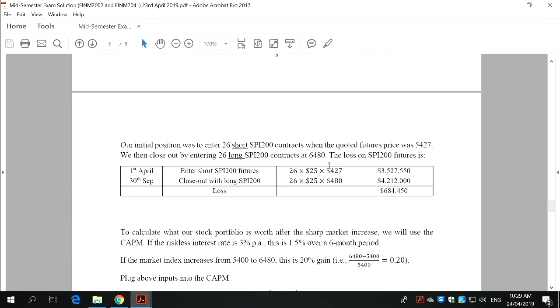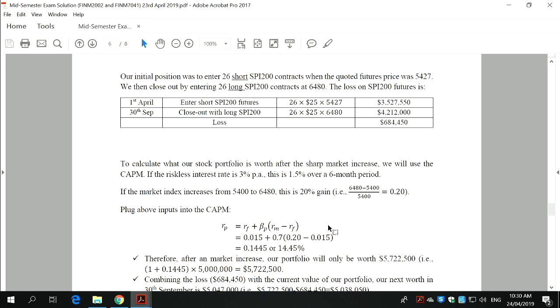So again, you lock in to sell at a price of 5,427, and now you need to close out by going long, right? So this time you're buying back at a higher price. So you're buying at 6,480. That needs to multiply by 25, the contract size, 26 contracts. Okay, so you're buying back at a higher price, so you actually made a loss, right? So your short futures contract, if the market goes up, you're losing money on your futures position. You lost around 680,000.